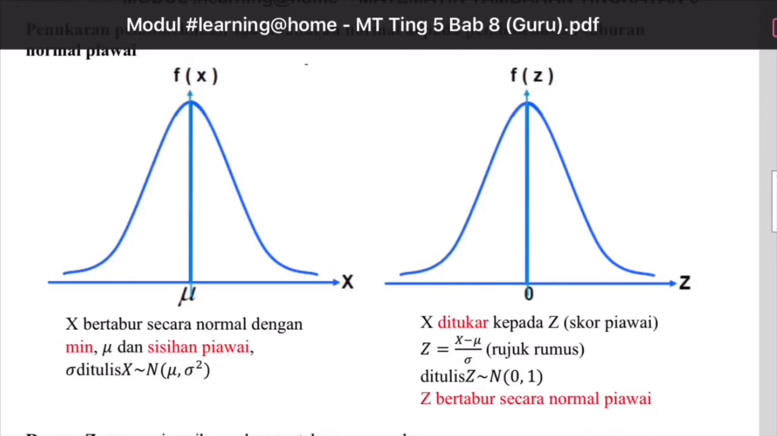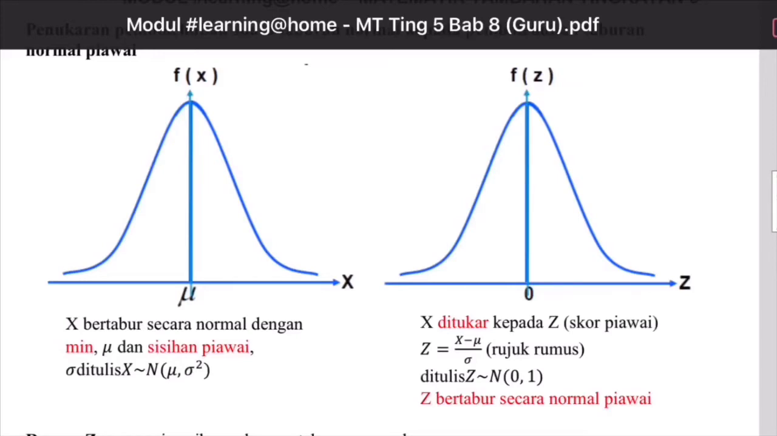For the standard one, your bell shape must be symmetrical when x equals 0. When x equals 0, it is at the vertical axis, which we call the y-axis, but here we call it f(z), because we don't have y here.